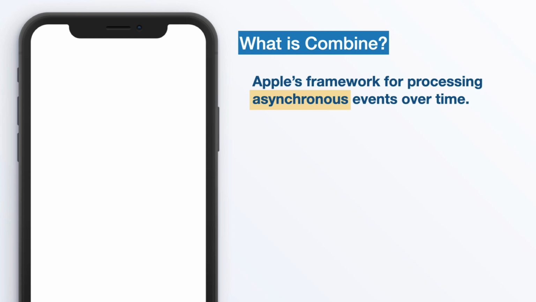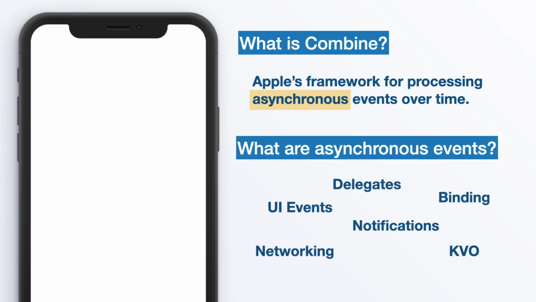So what is Combine? Combine is Apple's framework for processing asynchronous events over time. For this, we have to understand what asynchronous events are. Almost everything in iOS programming can be considered asynchronous, starting with UI events where the user taps a button, or some network request where you're waiting for some response from a server. Those are all events that happen over time. You do not know when you will get the response from a network request.